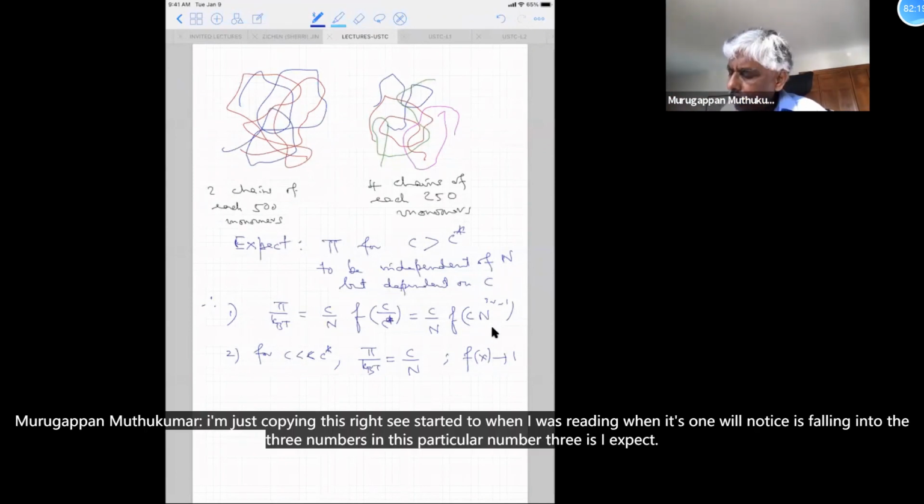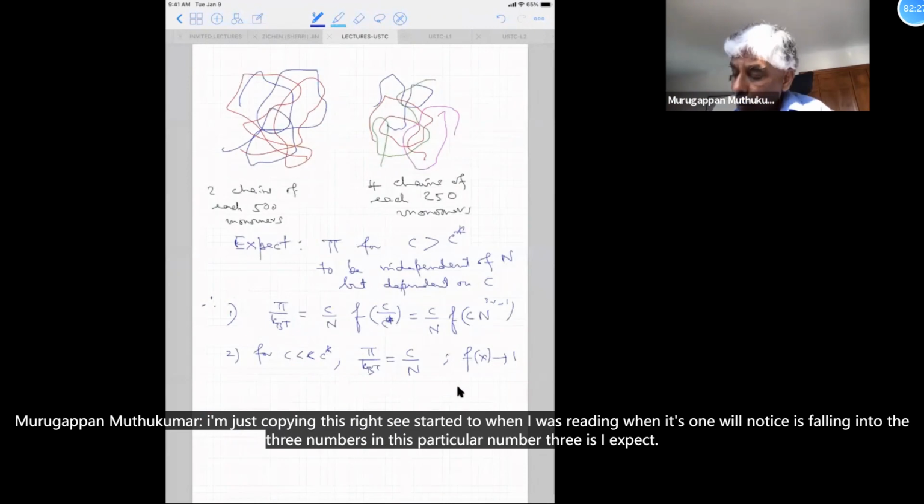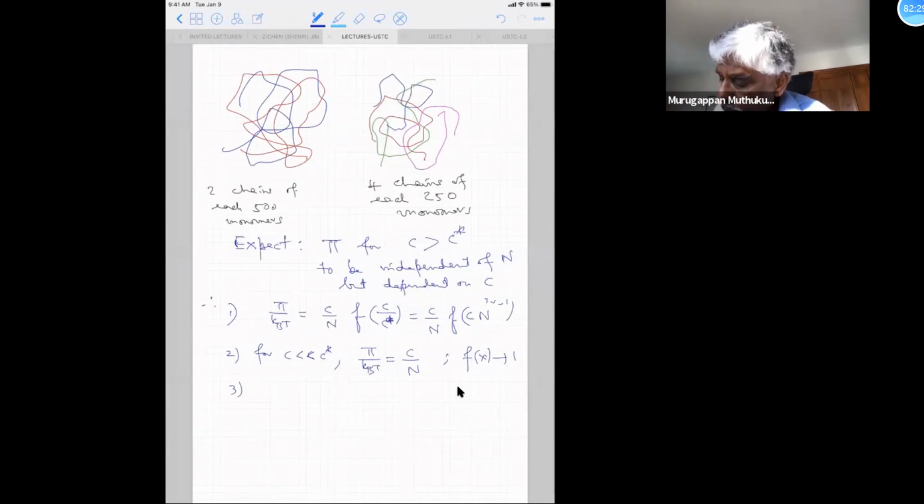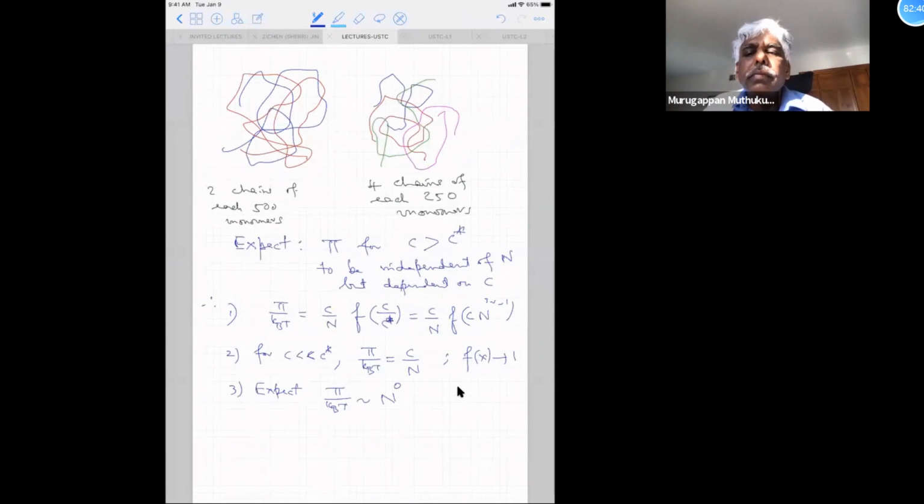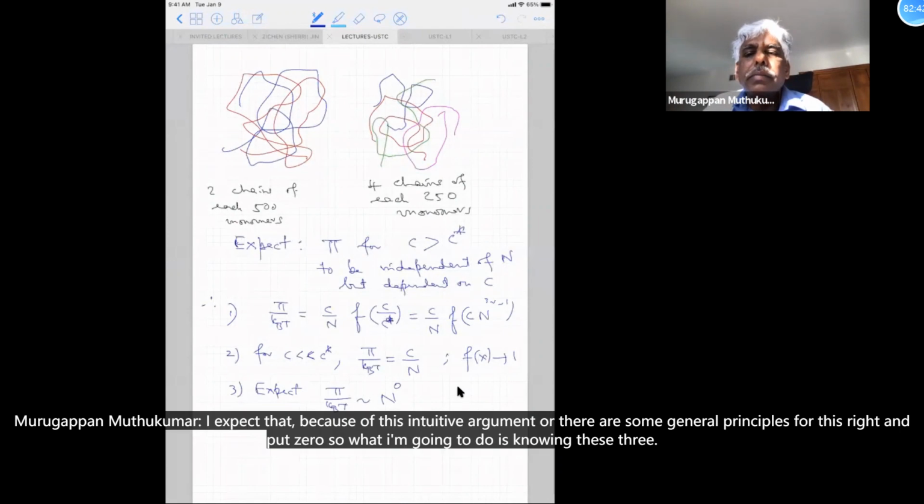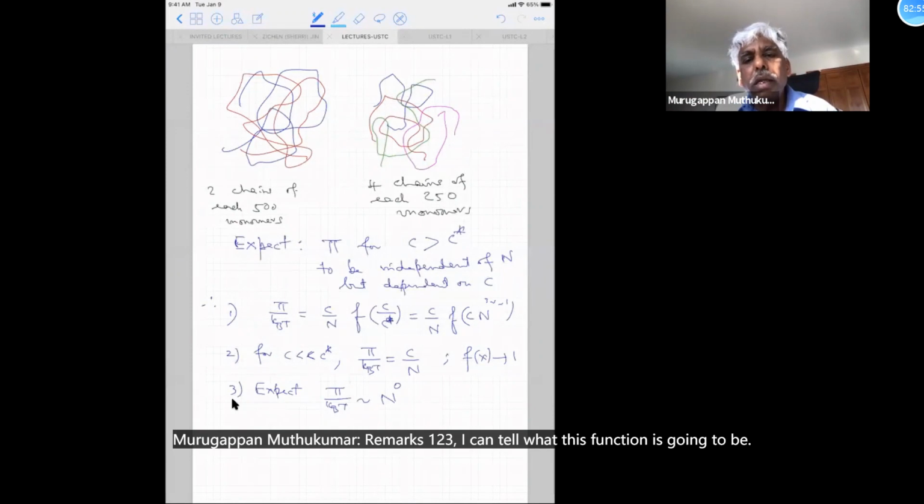All right, I'm just copying this. C star is equal to 1 over 3 nu minus 1. 1 over C star is N to the 3 nu minus 1. I'm just copying that. Number 3 is, I expect pi by kT is independent of N, power 0. I expect that because of this intuitive argument, or there are some general principles for this, right? N power 0.